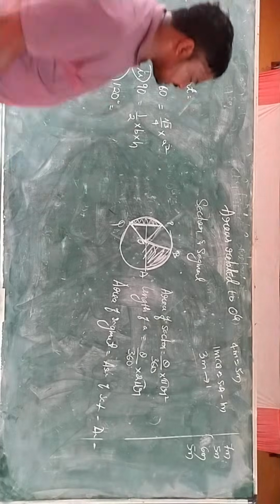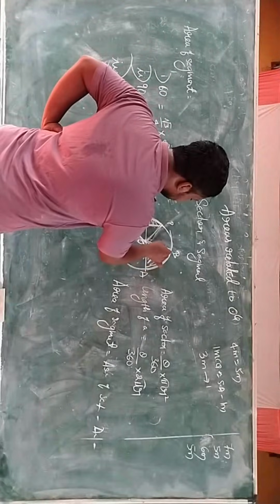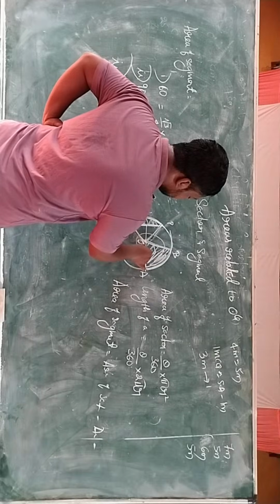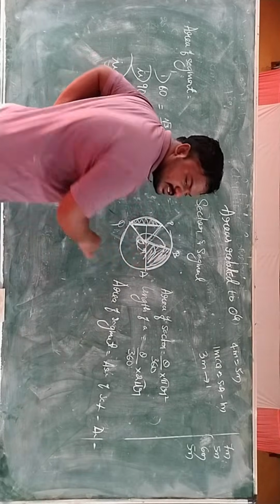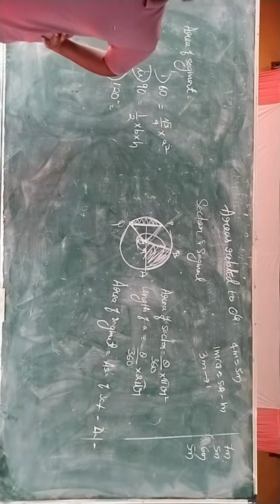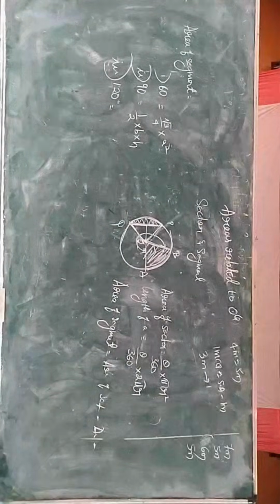So here this is called minor sector. This shaded part is the minor sector, and the non-shaded part is there, no? This unshaded part is the major sector. Shaded is minor.